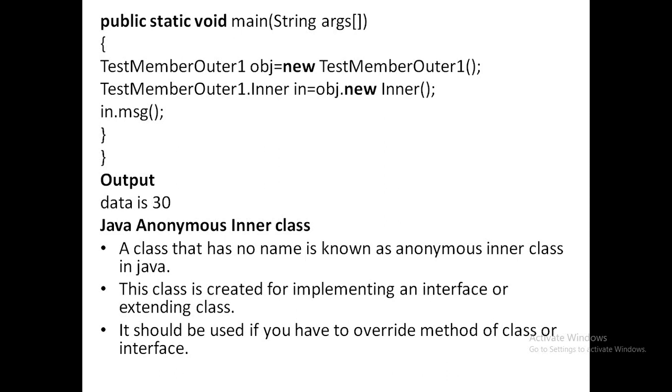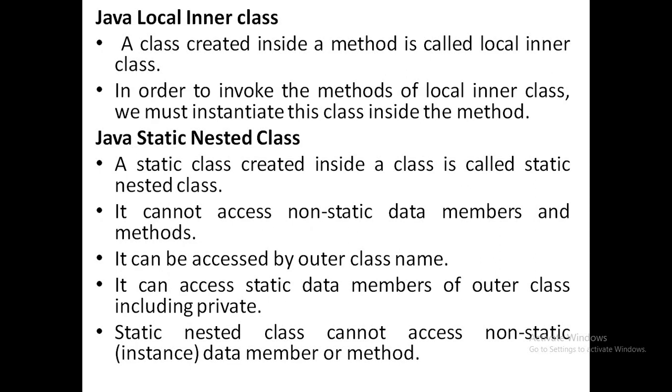Java anonymous inner class. A class that has no name is known as an anonymous inner class, and this class is created for implementing an interface or extending a class, especially used in inheritance. It should be used if you have to override methods of a class or interface. Java local inner class. A class created inside a method is called a local inner class. In order to invoke the methods of a local inner class, we must instantiate this class inside the method.